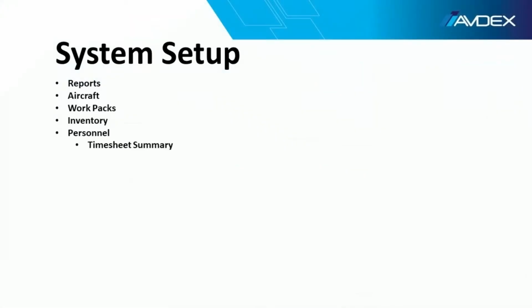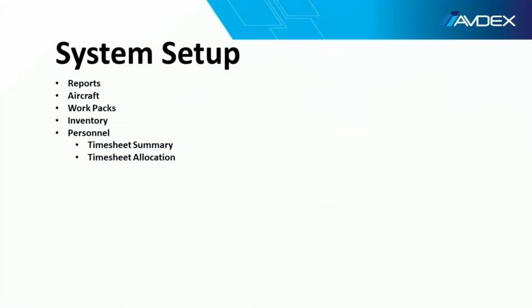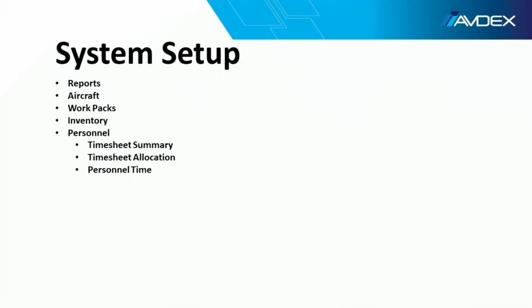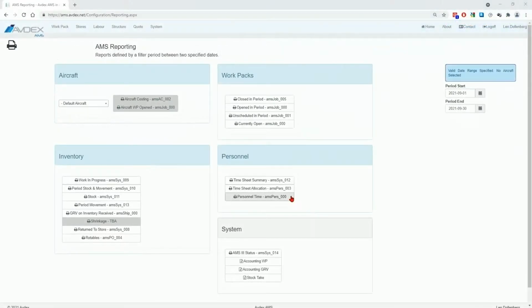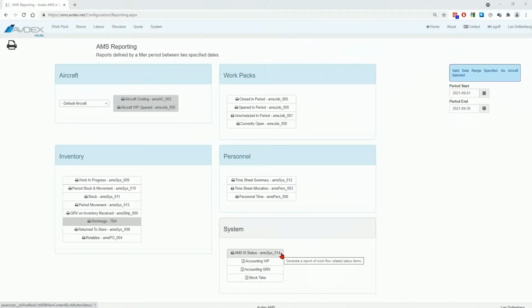Personnel. Timesheet summary. Generate a report of all staff time activities over the selected period. Timesheet allocation. Generate a report of all staff time activities totaled by allocation. Personnel time. Generate a report of all staff time activities detailed by personnel. System reports. AMS Status. Generate a report of workflow-related status items.